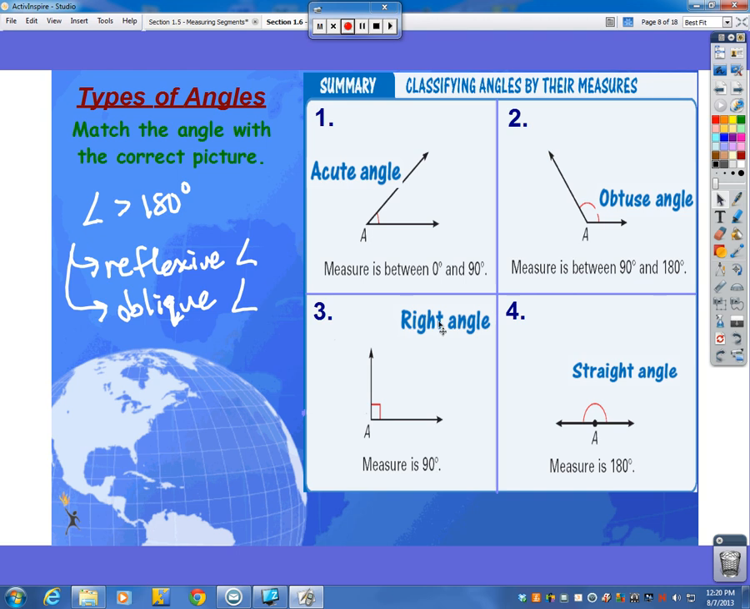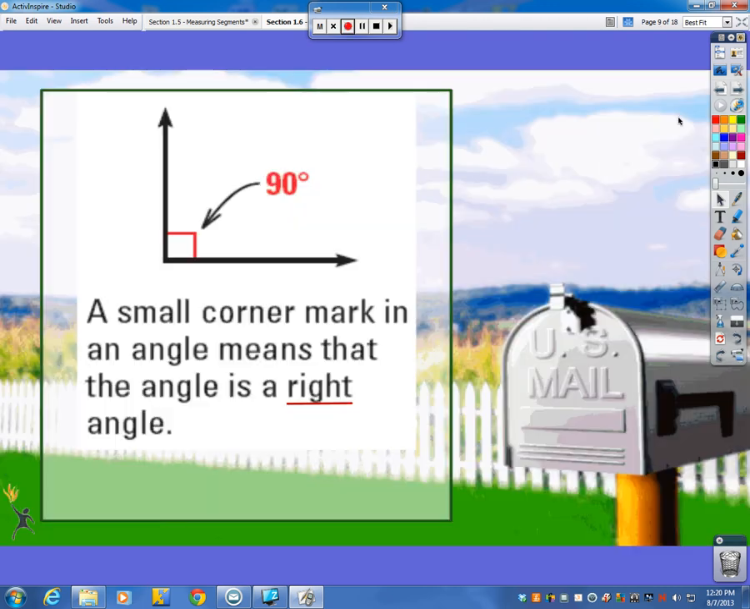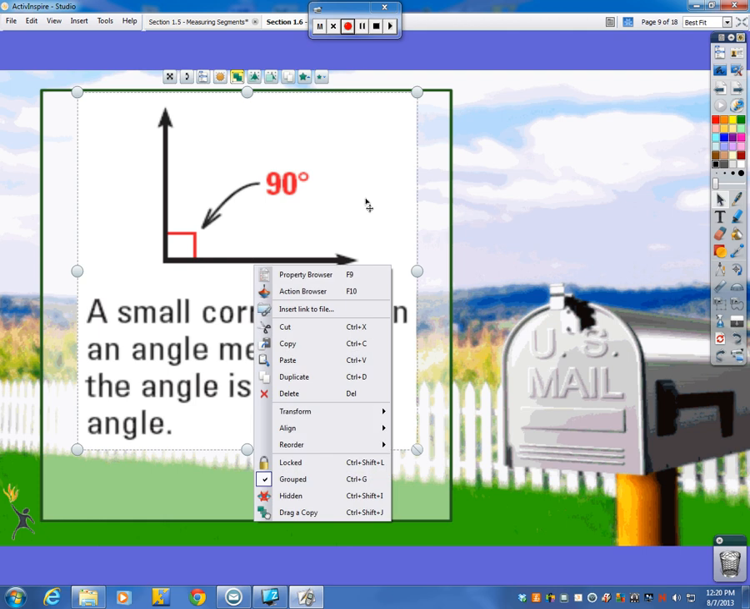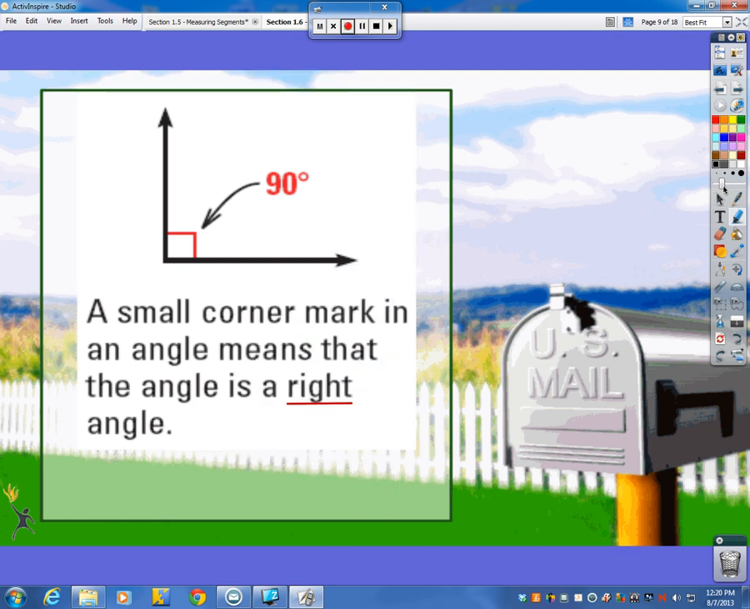So these four things I'm sure you are fully aware of. Just note here, special note, that the little box here for a right angle is specific for 90-degree angles. So if I got rid of that 90, but you saw that box, you know without a doubt that's a 90-degree angle. Now let's play a little what if.